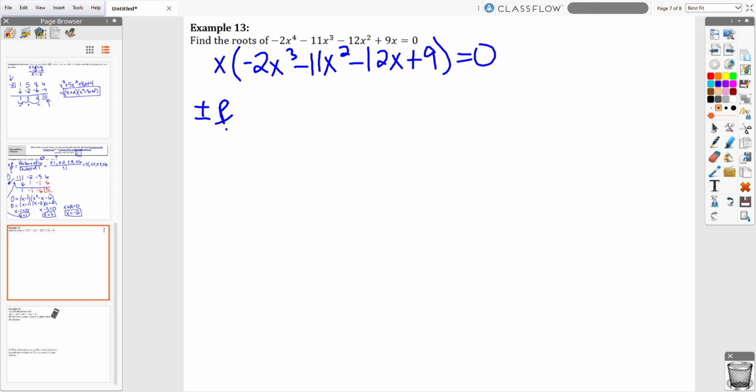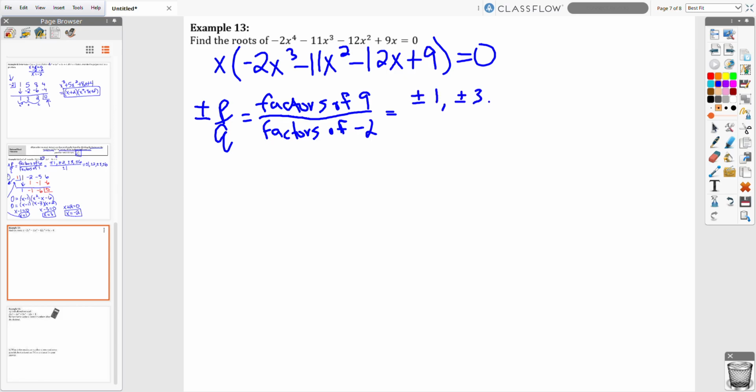So remember our p's and our q's. P's are the factors of the constant. So we're going to list out the factors of 9. And on the bottom, we're going to list out the factors of the leading coefficient. And our leading coefficient is negative 2 here. So factors of 9, we have 1 and 3 and 9. And on the bottom, factors of 2 are 1 and 2.